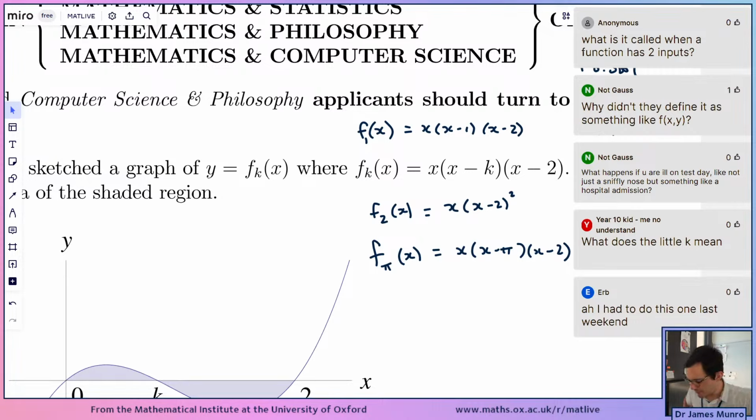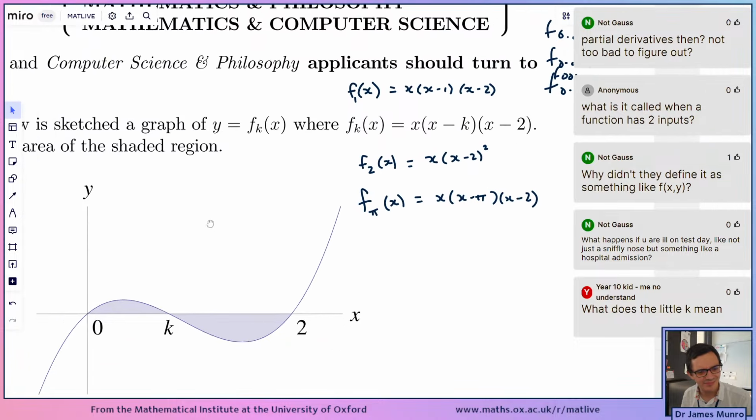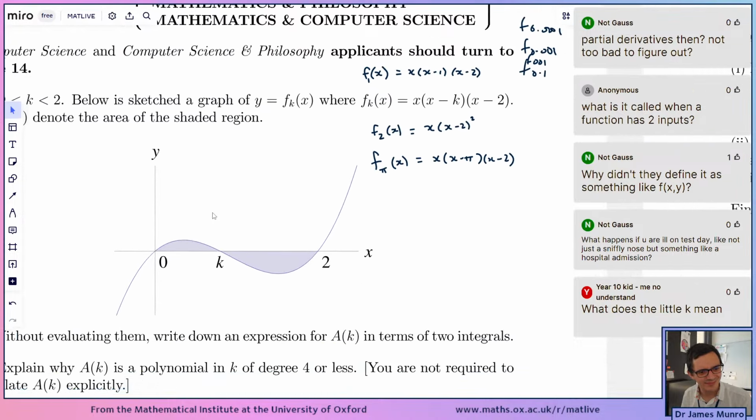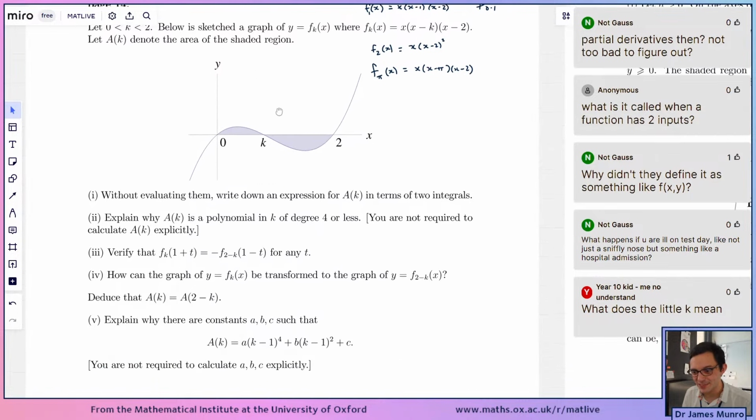Not Gauss. If you know about partial fractions, if you know about partial derivatives, then... I don't know what to say. No, I do. I think you know that partial derivatives are not on the MAT syllabus. Good. Okay.